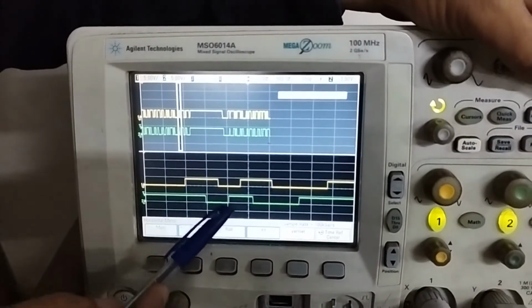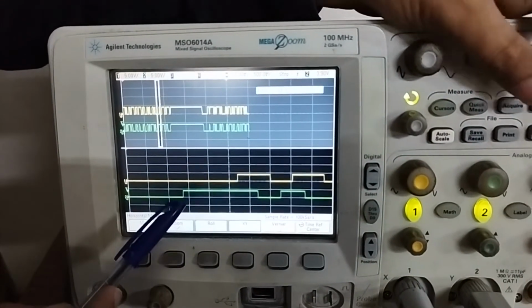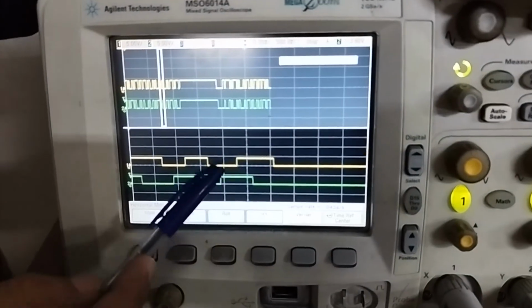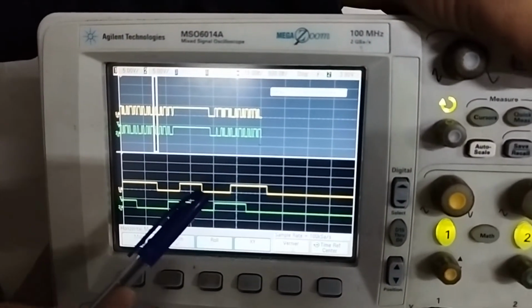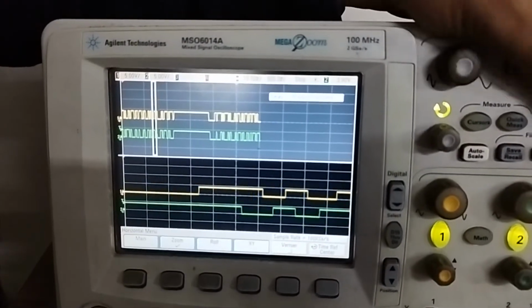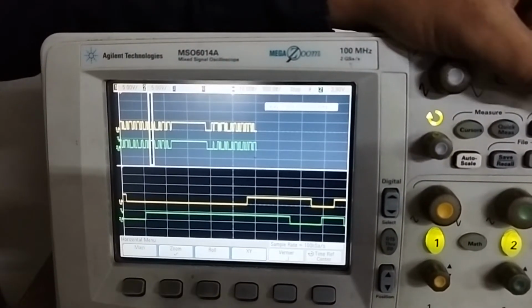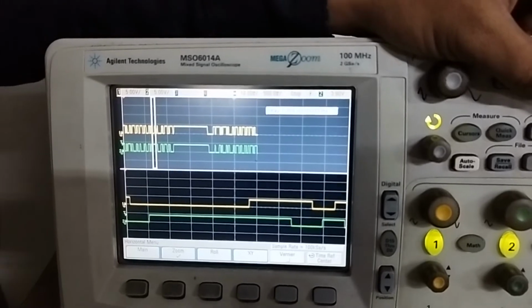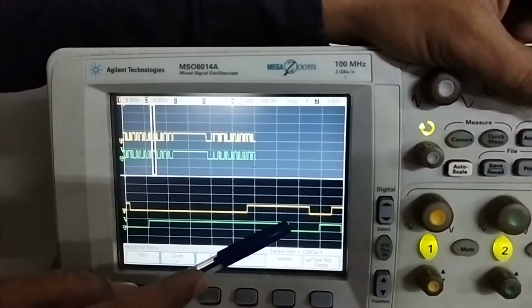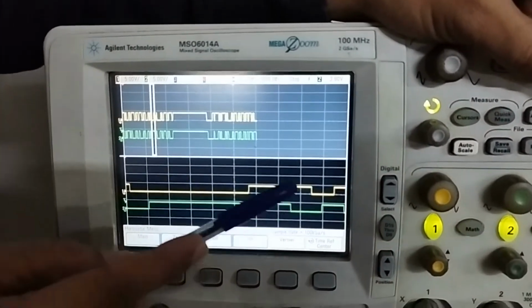You can see the green waveform goes up first, then the yellow waveform goes up next. In this pattern, green goes up first, then yellow goes up next. This indicates the other direction of rotation. So only the 2 pulses from the encoder help us to identify the direction of rotation.